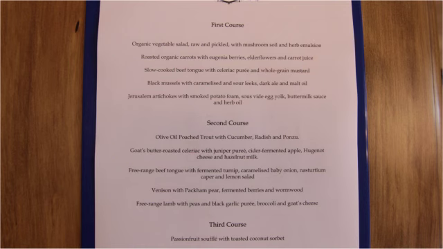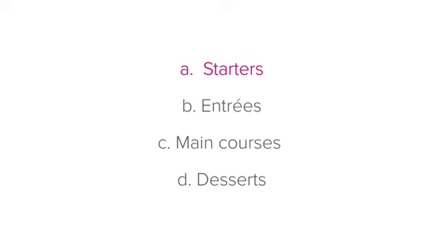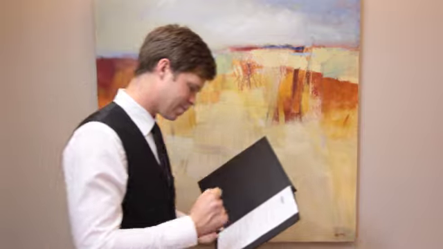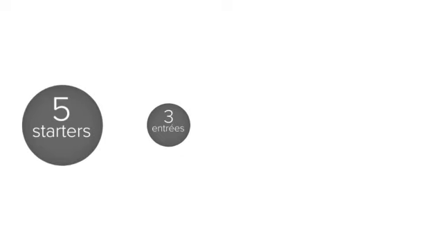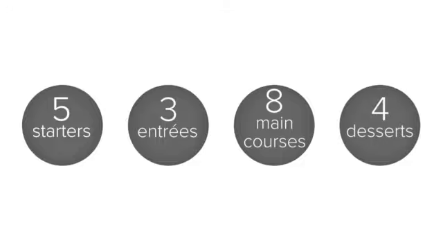This step involves breaking up our menu into courses. You'll remember from level 1 that there are multiple courses, the main courses being starters, entrees, or the fish courses, main courses, and desserts. Now, instead of having to remember 20 or more dishes in a row, you can simply remember how many of each of these dishes you have. For instance, 5 starters, 3 entrees, 8 main courses, and 4 desserts.